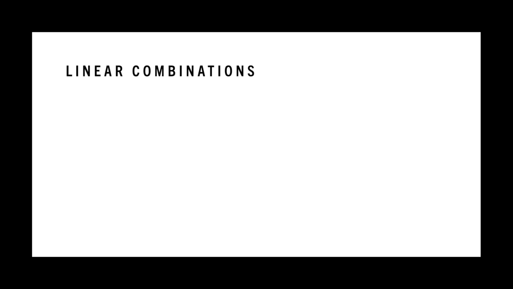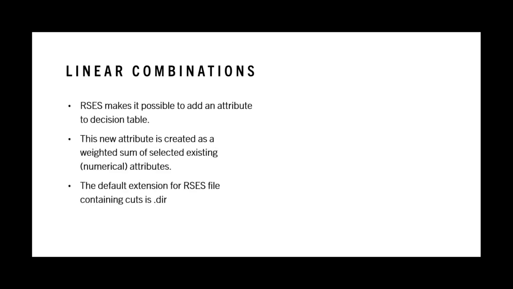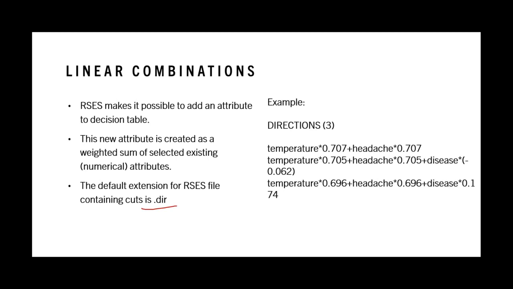The third method is linear combinations. Linear combinations make it possible to add a new attribute to the decision table. This new attribute could be a derived attribute that is formulated using the existing attributes. All the linear combinations are stored in a file with the extension .dir. In this example, we see that there are three linear combinations, that is, three directions. Coming to the first row, it says that temperature times 0.707 plus headache times 0.707 would lead us to a new derived attribute.